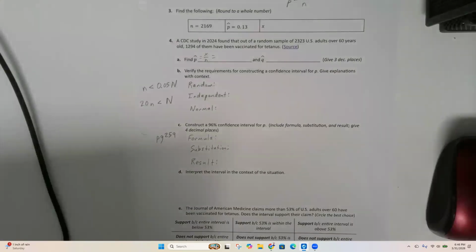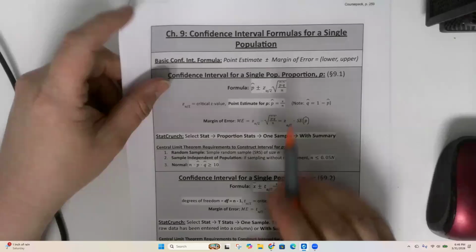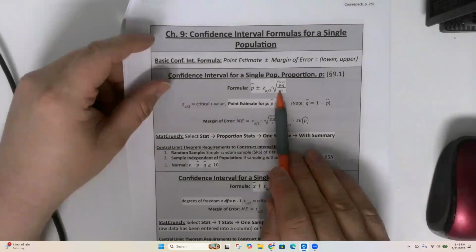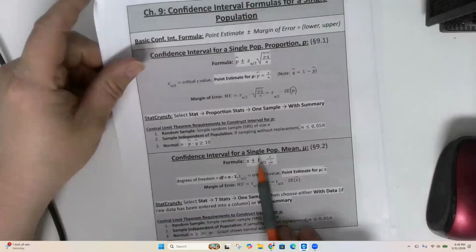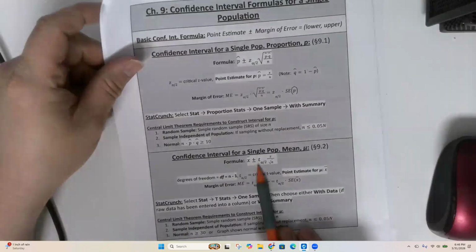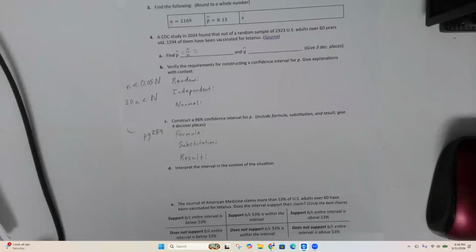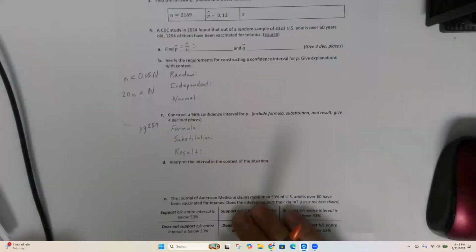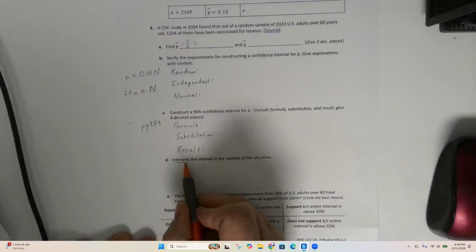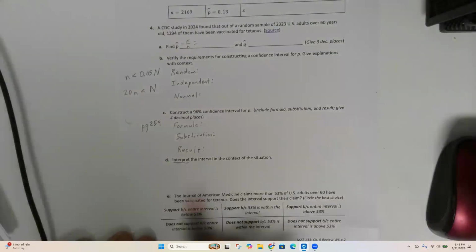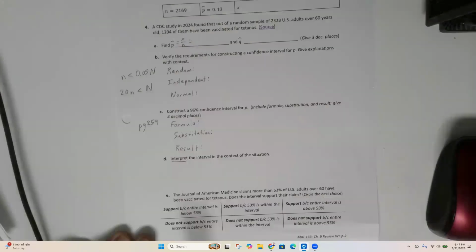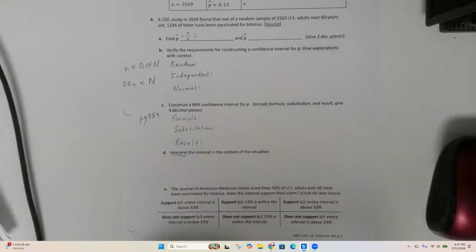So the formula we're going to use depends on if I'm looking at proportions or if I'm looking at means. Interpret, the word interpret means we're going to write a sentence in English, right? Explain what that result is. And let's move on to the next page.